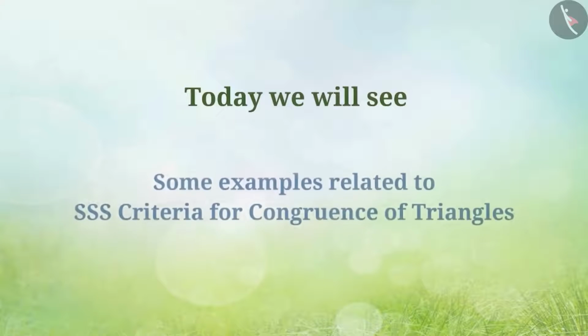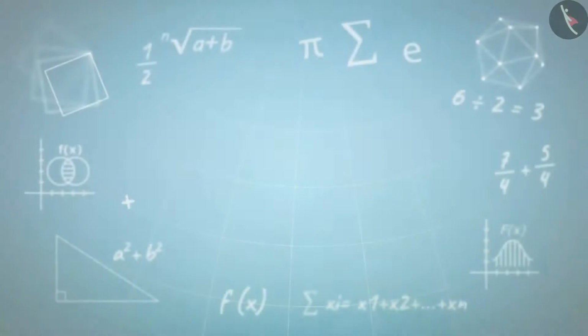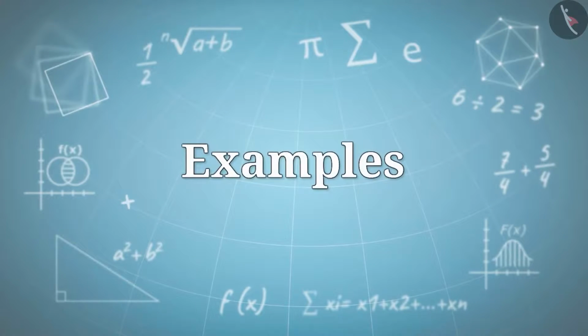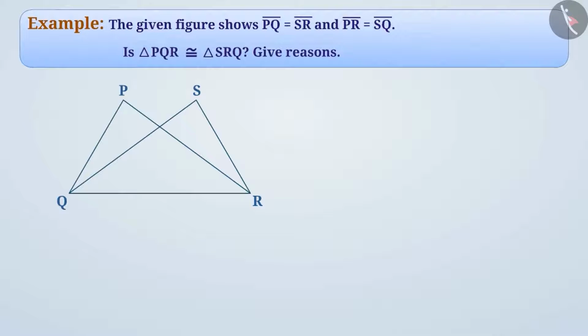Today we will see some examples related to the SSS criteria for congruence of triangles. The given figure shows PQ is equal to SR and PR is equal to SQ. Is triangle PQR congruent to triangle SRQ?